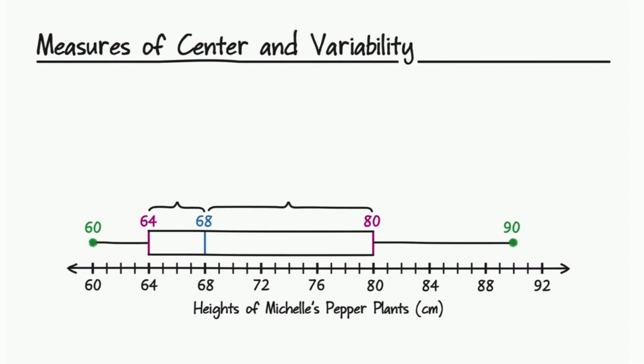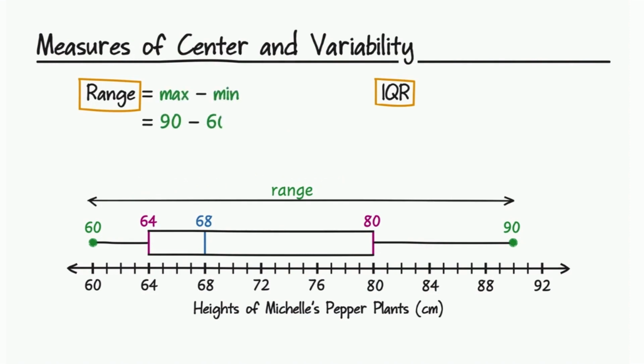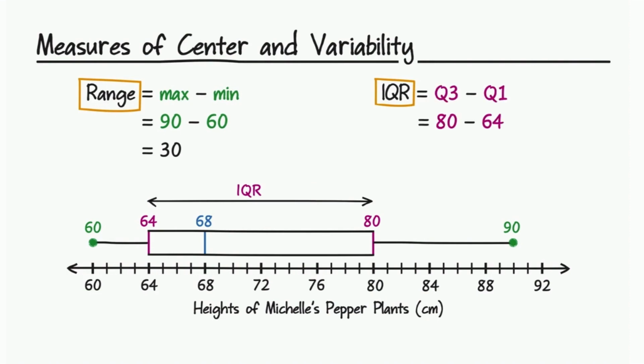The length of each part of the plot shows how close together or spread out the data are in each quarter. Students can use a box plot to determine two measures of variability. The range is the difference between the maximum and minimum values, and the interquartile range, or IQR, is the difference between the upper and lower quartiles. The IQR represents the range of the middle half of the data.